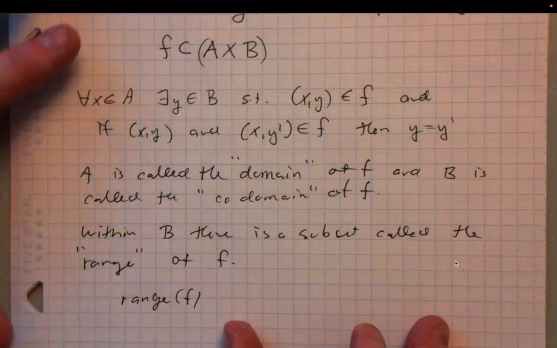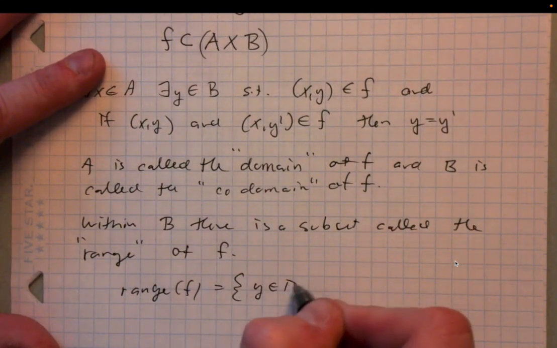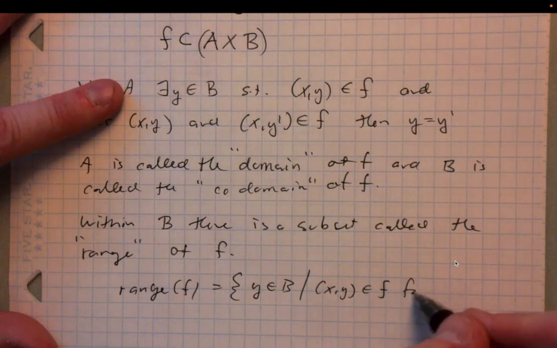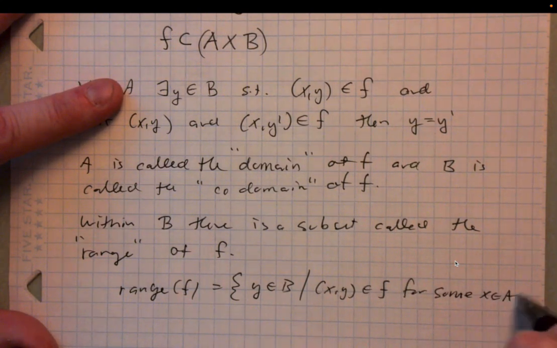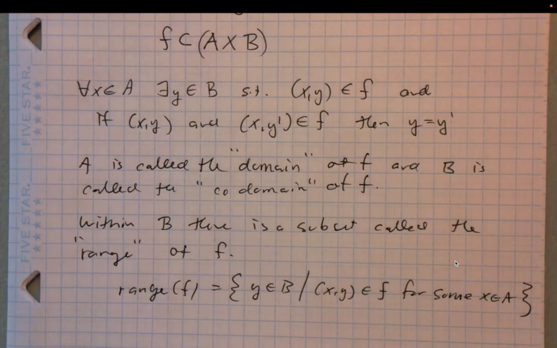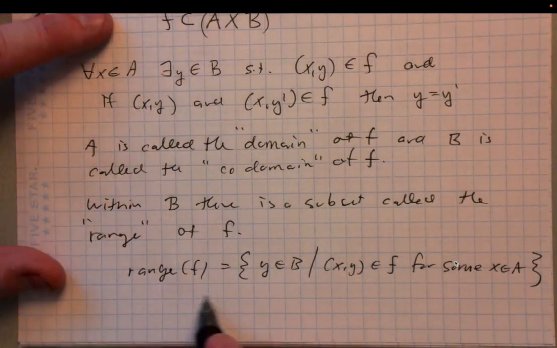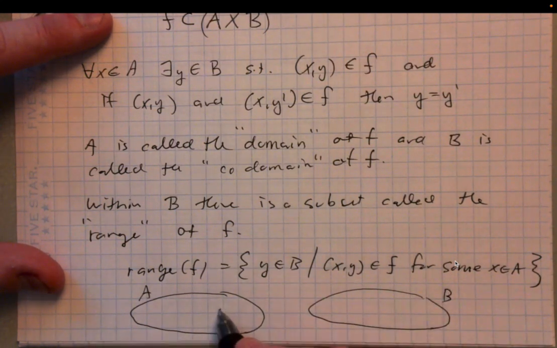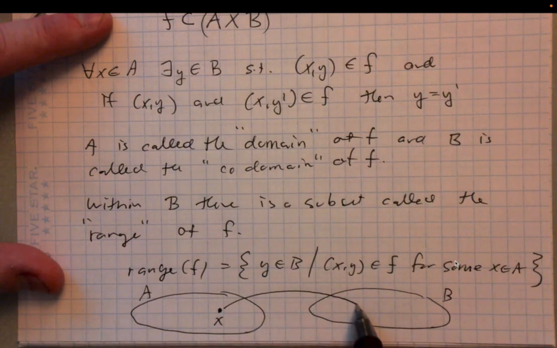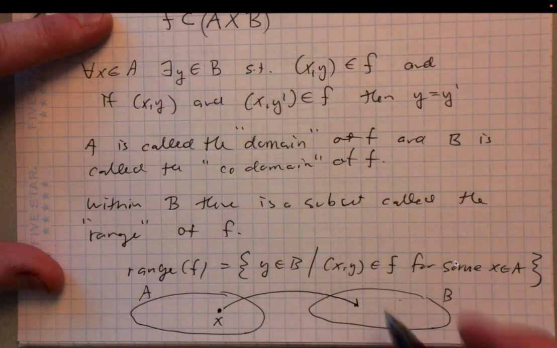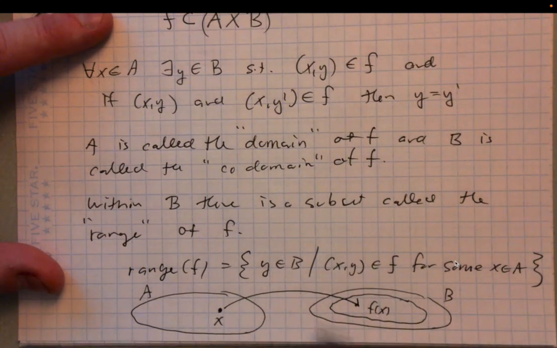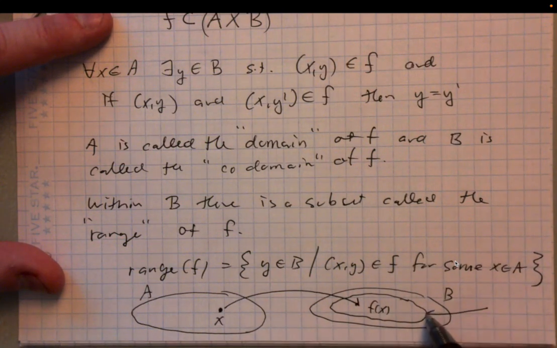Okay, so the range of F, what is that? Well, we all kind of know what that is, but let's write it out here. The range of F is going to be all of the y in B such that (x, y) is in the function subset, for some x in A. All right, so this is the idea of the range. Right, we've certainly seen this before, right? So I've got my set A, and I've got my set B. Here I've got some element x, and it's going to map over into B, right? And inside of B, I can call it F of x if I want. Now, not everything in the codomain is necessarily going to be mapped to, right? And hence the subset, which we call the range of F.